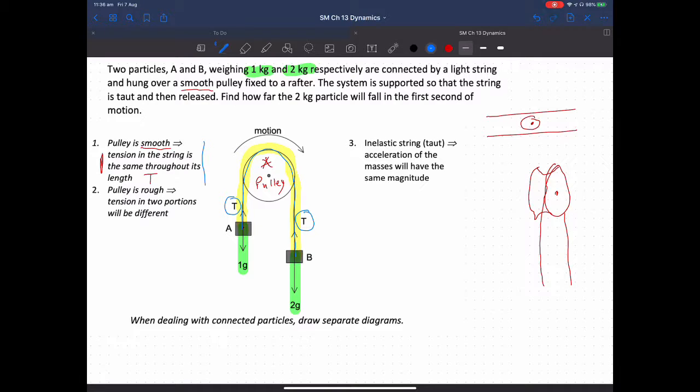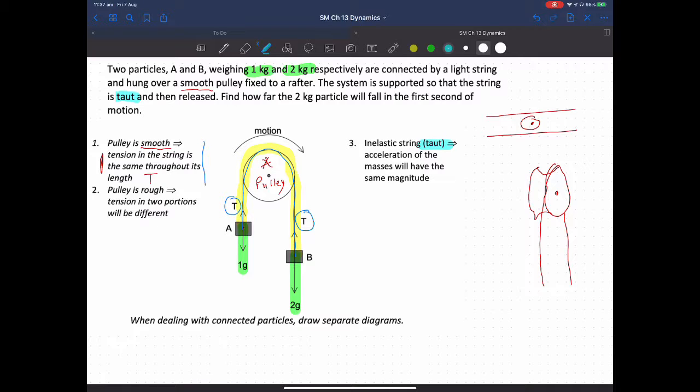We're also told that we have a taut string. Taut can also be said to be inelastic. I've highlighted taut in both pieces of writing. So the system is supported so that the string is taut and then released. So it's held in position, then it's let go.